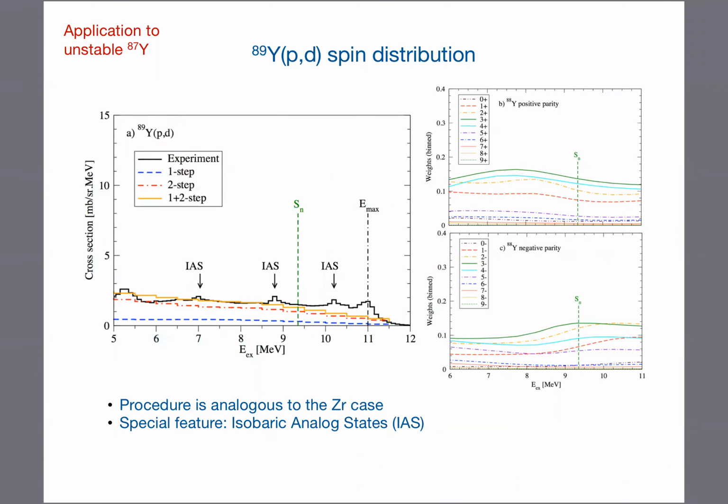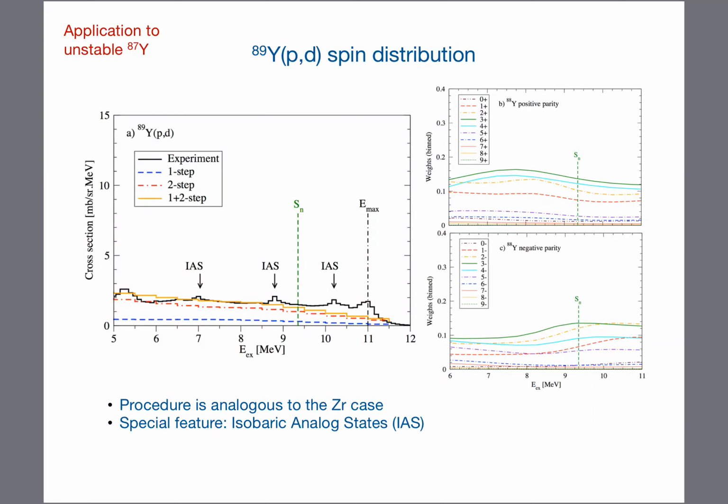So can it be applied to unstable nuclei? Yes, it can. In the same experiment, my colleagues also measured yttrium-89 PD. Yttrium-89 is the only stable yttrium isotope. And from that, we had planned on getting the N-gamma cross-section for yttrium-87, which is unstable. The process is exactly the same. I did the calculations for the spin distribution, which you see in the right-hand panel. Again, they're very smooth. The separation energy here is at 9.3 MeV.